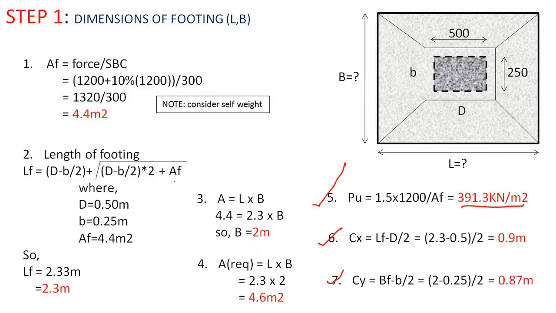So here Cx, which will be in this direction, Cx will be here. So we will take the length of footing minus d divided by 2. So we will have the value of Cx as 0.9 meter. Similarly for the Cy in this direction, we will take Bf minus B divided by 2. So we will have this value, so it is 0.87 meter. So generally we have completed with the dimensions.